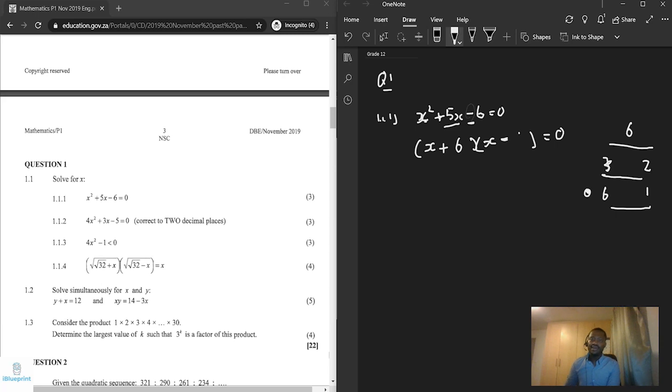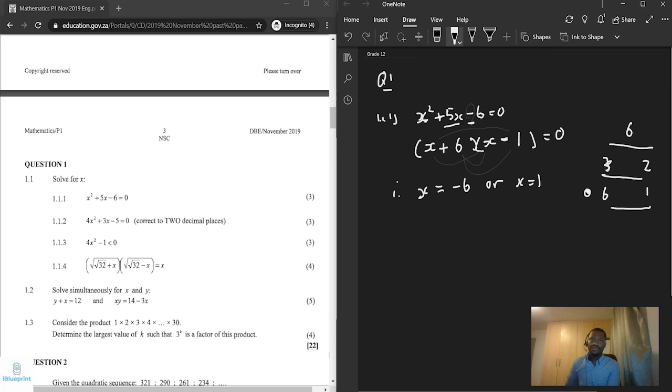Right? So you can quickly check this by distributing out. Taking x squared, that's the term you're looking for, 6x minus x gives you 5x, and similarly 6 times negative 1 gives you negative 6. So you know that that's correct. After you've done that, you must give what the value for x actually is. So it's x is equal to negative 6 or x is equal to 1.